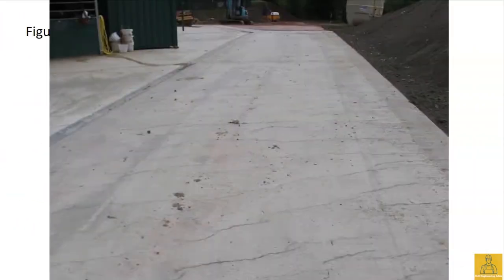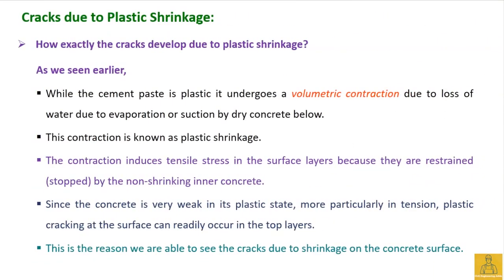Okay, so this is how you are going to find cracks. This is a pavement and these are shrinkage cracks. So how exactly are these cracks developed in the concrete due to plastic shrinkage?